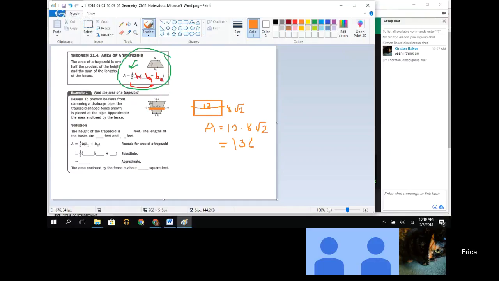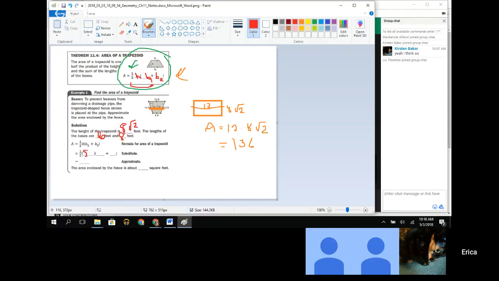Now we'll do it how the problem states here, if you just want to fill in the formula. The height of the trapezoid is 8 square root of 2 feet. Remember, the height is just the distance between the two parallel sides. The lengths of the bases are 16 feet and 8 feet.